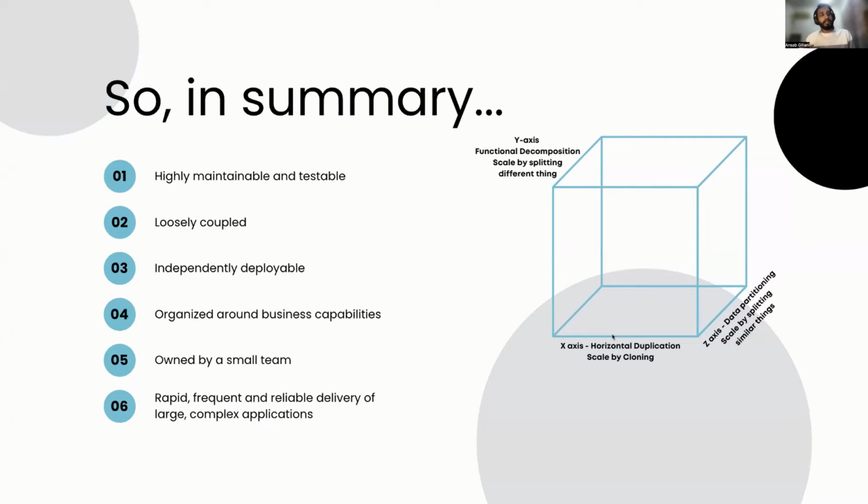Then you can do scale by splitting similar things. You can create similar products, like for example, front end and back end. You can split two of them. Finally, you can scale by splitting different things, which is functional decomposition. You define a business case, you identify if that business case is helping you out, and you find that in a separate microservice. So that is essentially how we do a 3D scaling for each server.